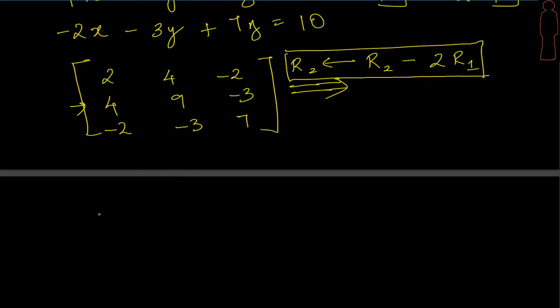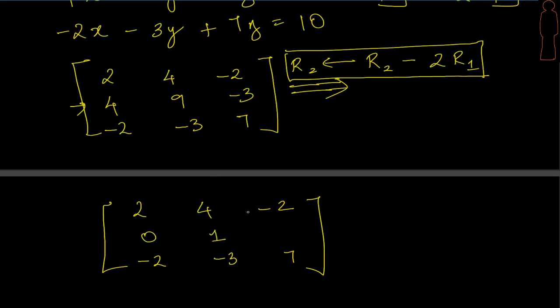Okay, so when we perform this operation, there is no change to row 1, so this remains as it is. Obviously there is no change to row 3 as well, so that remains as it is. There is a change to row 2, so let's calculate that. 4 minus twice of 2, that's a 0. 9 minus 8, that's going to be a 1. Minus 3 minus 4, that is minus 3 plus 4, and that's going to be a 1, right? So this is my transformed matrix after my first step of elimination.